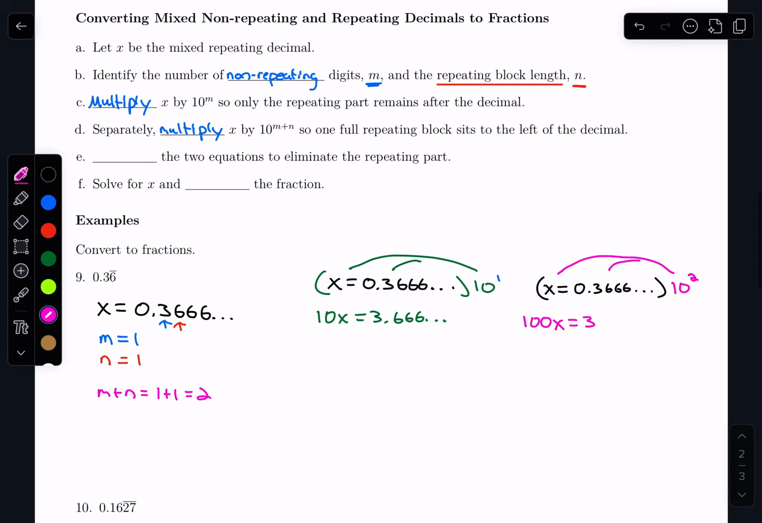So we're going to get 36 point, and then all the 6's repeating. Okay, so now we have 2 new equations. 10x equals 3 point, a bunch of 6's, and 100x equals 36 point, a bunch of 6's. Step E now is going to tell us to subtract the 2 equations to eliminate the repeating part. So we are going to subtract the 10x one from the 100x one, and then we're going to solve for x and reduce the fraction.